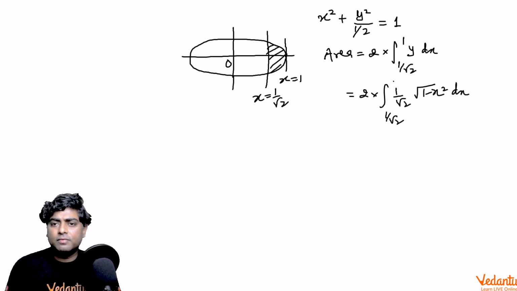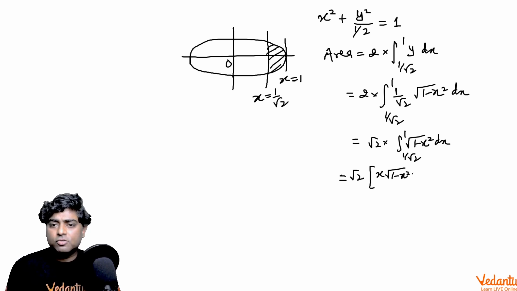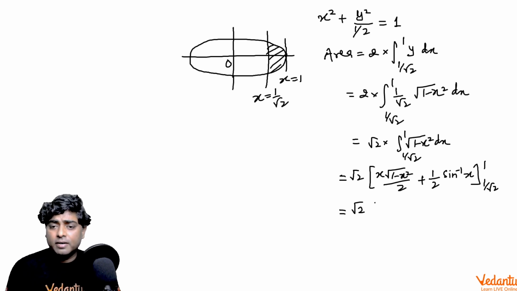If you integrate, it is √2 times the integration of under root 1 minus x squared dx from 1 by root 2 to 1, and we know the integration, which is very standard. It is x under root 1 minus x square by 2 plus a square by 2, that is 1 by 2 sine inverse of x. When you carry the limit from 1 by root 2 to 1, the area required is: when you put x equal to 1, the first part is 0 and the second part is sine inverse 1, which is pi by 2, so pi by 4.